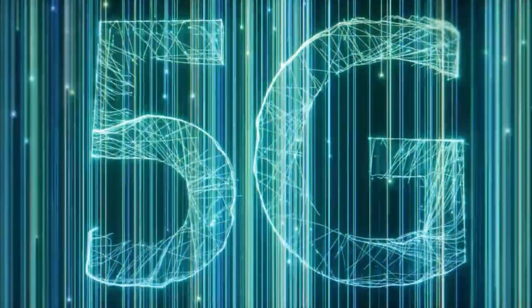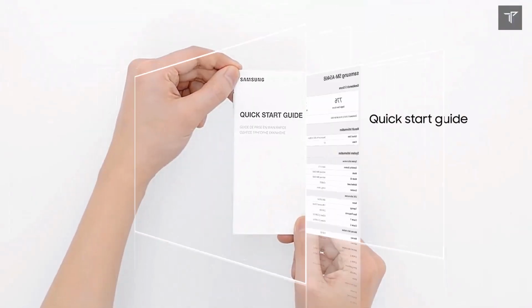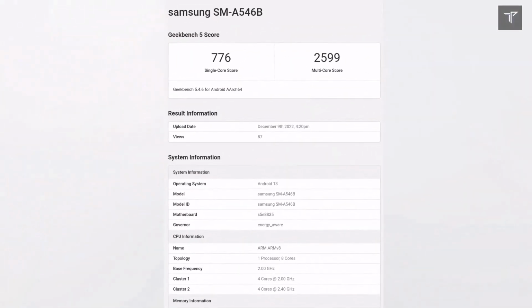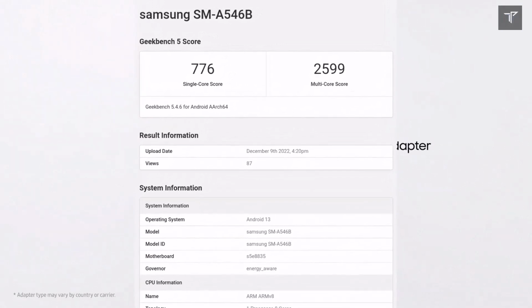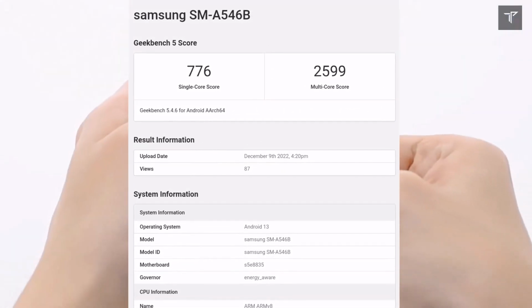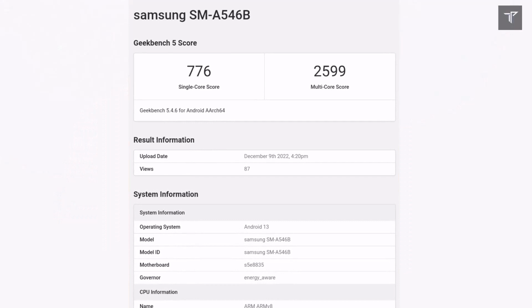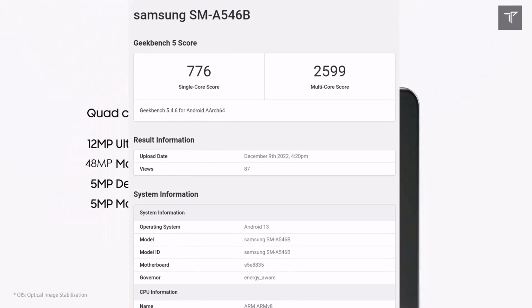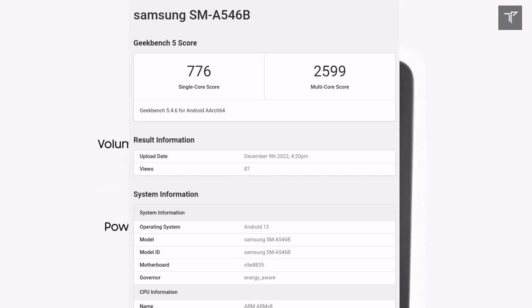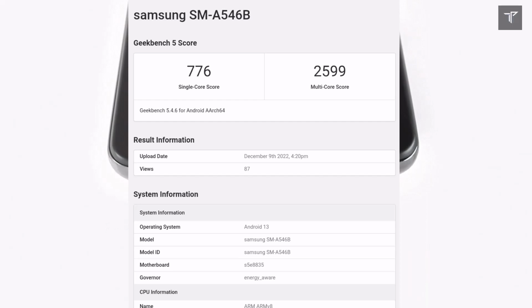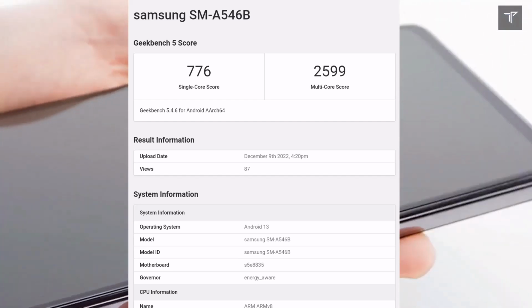But what is also known about this smartphone is its Geekbench scores. The Galaxy A54 5G was able to score 776 in the single-core score, and for the multi-core score it was able to get up to 2600. Now this test was taken on 9th of December. Now considering this as a real one, then we can expect the smartphone to be launching in around January or as early as the first week of February.